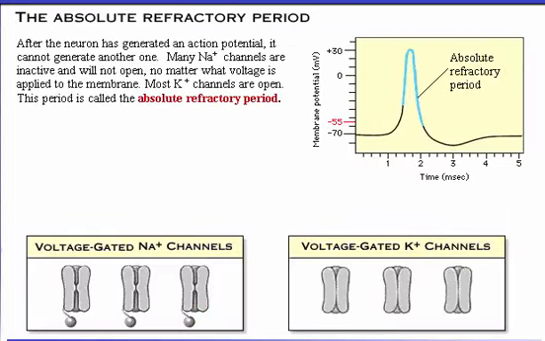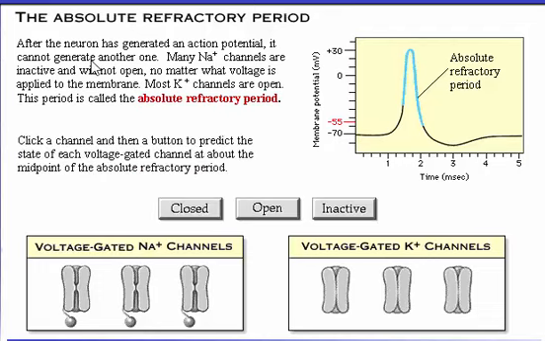Just after the neuron has generated an action potential, it cannot generate another one. Many sodium channels are inactive and will not open, no matter what voltage is applied to the membrane. Most potassium channels are open. This period is called the absolute refractory period. Click a channel and then a button to predict the state of each voltage-gated channel at about the midpoint of the absolute refractory period.